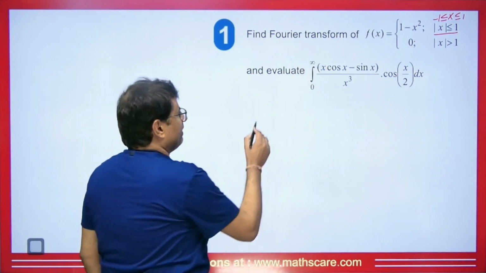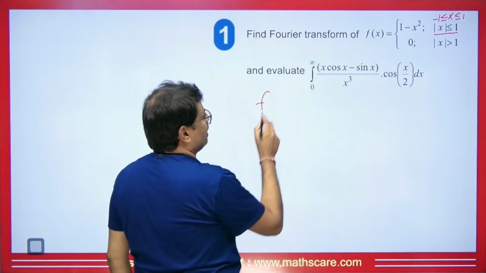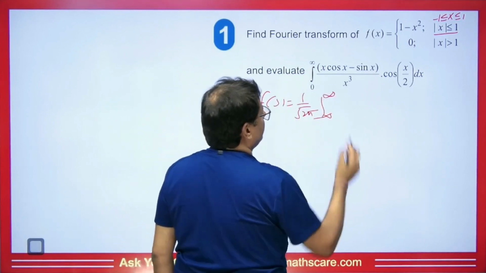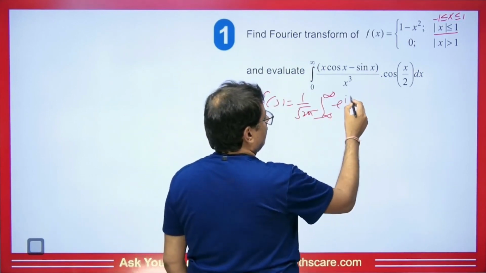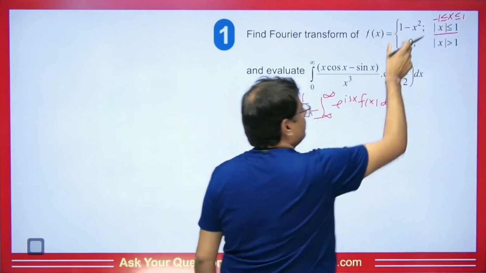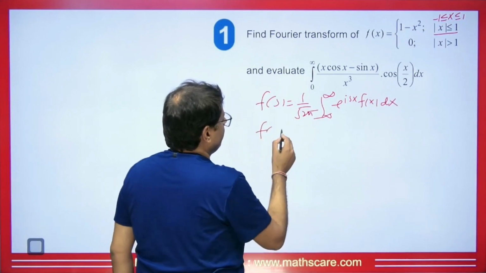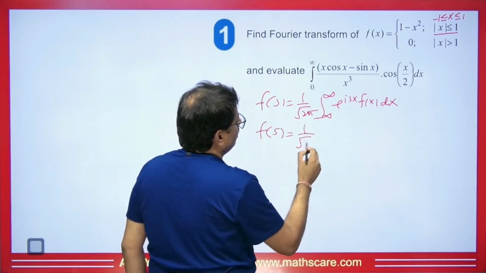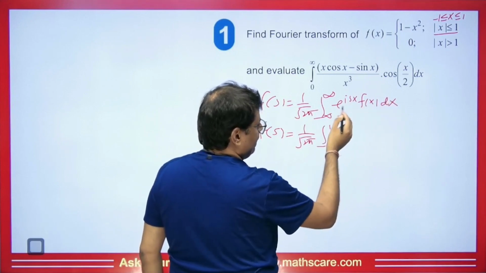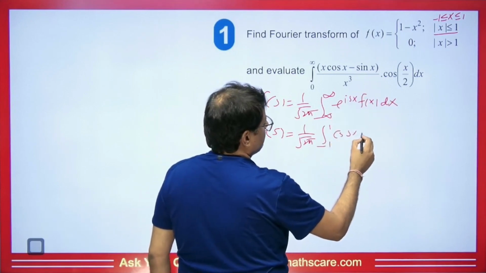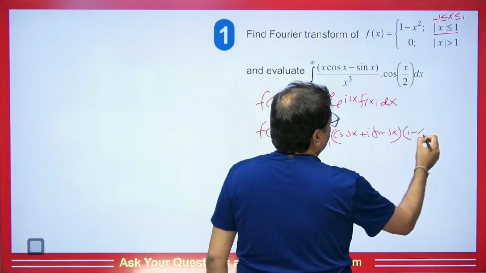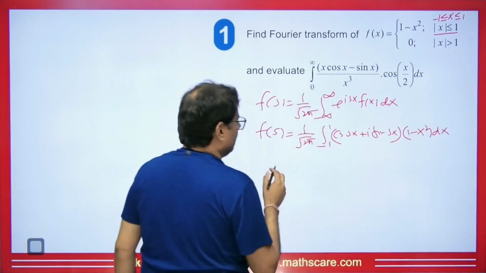We have 0 here. We know that the formula we have for this Fourier transform is F(s) equals 1 upon square root of 2 pi, integral from minus infinity to infinity, e raised to the power of iota s x, f(x) dx. Since the value of f(x) is given between minus 1 and 1, we will put this. So here we will get F(s) is equal to 1 upon root 2 pi, integral from minus 1 to 1 of f(x). So first I will expand this as cos sx plus iota sin sx, and the value of f(x) that we are getting from here is 1 minus x square, dx. So we will separate this.